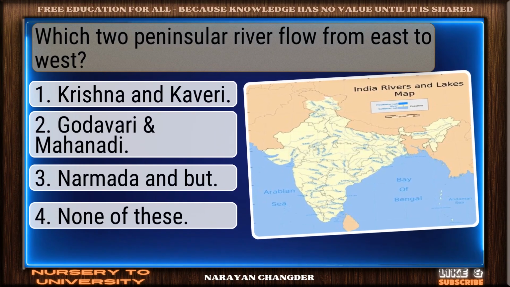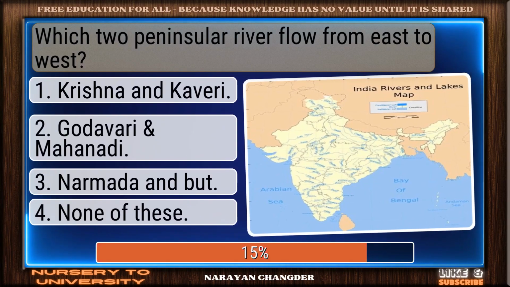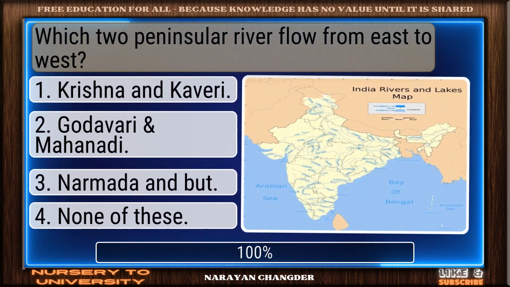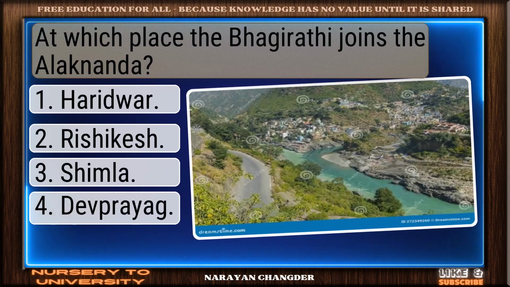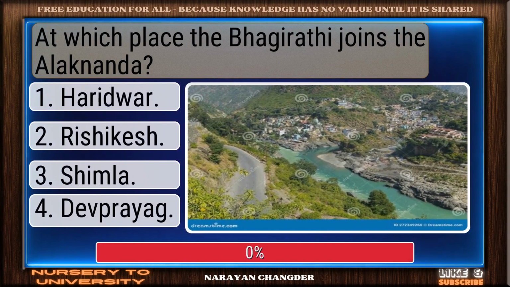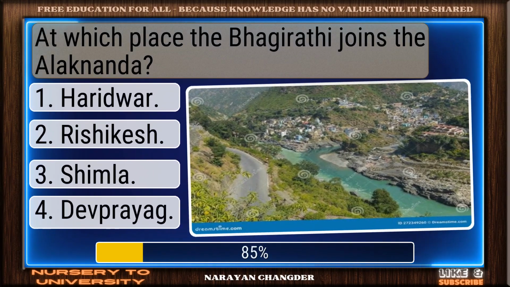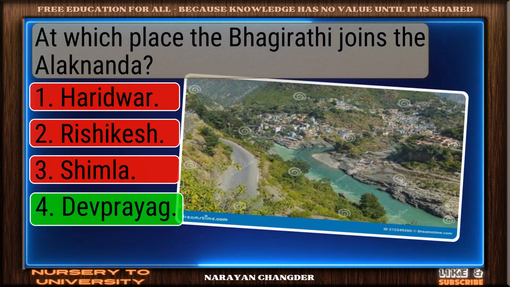Question number 119. Which two peninsular river flow from east to west? Right again. Narmada and Bud is a valid answer. Question number 120. At which place the Bhagirathi joins the Alaknanda? You chose Deprayag, and it is correct.